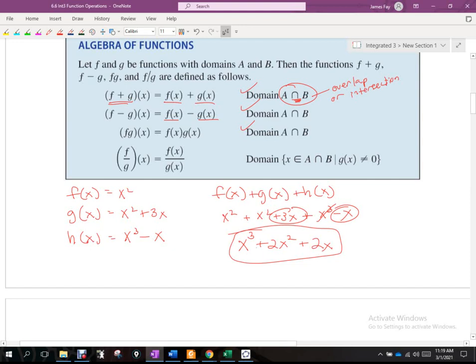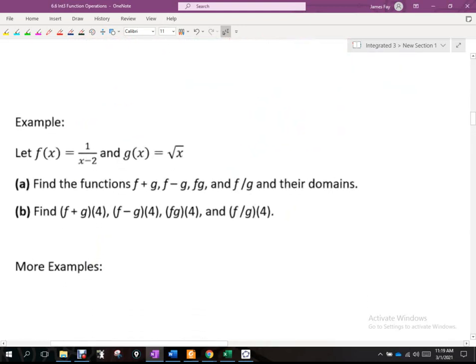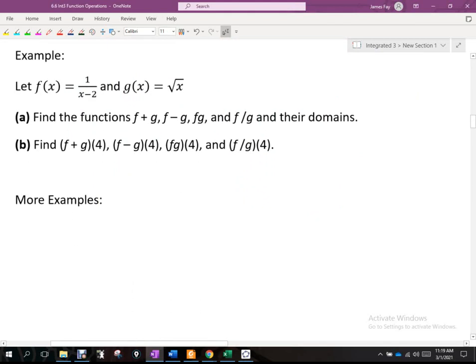Okay, so they're going to ask us to create some functions. They're going to ask you to add them, subtract them, multiply them, divide them, and then talk about what their domains are when you're done. Okay, those 2 things we have to keep in mind. So as we do this question, it says find the functions f plus g, f minus g, f times g, and f divided by g, and their domains.